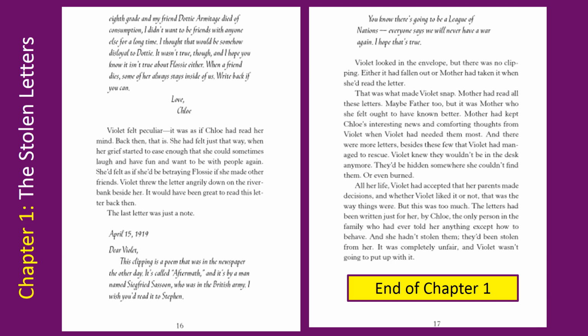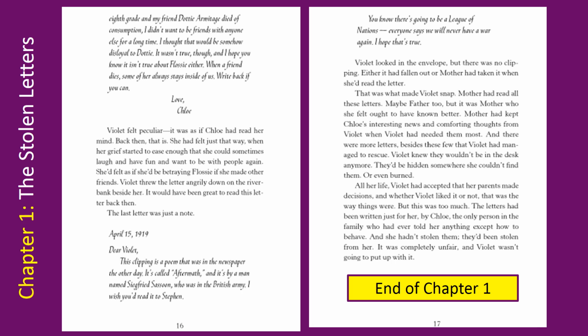Violet looked in the envelope, but there was no clipping. Either it had fallen out or Mother had taken it when she'd read the letter. That was what made Violet snap. Mother had read all these letters. Maybe Father too. But it was Mother who, she felt, ought to have known better. Mother had kept Chloe's interesting news and comforting thoughts from Violet when Violet had needed them most. And there were more letters, besides these few that Violet had managed to rescue. Violet knew they wouldn't be in the desk any more. They'd be hidden somewhere she couldn't find them, or even burned.